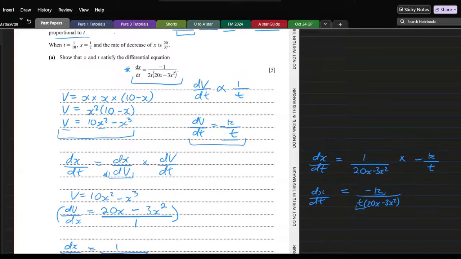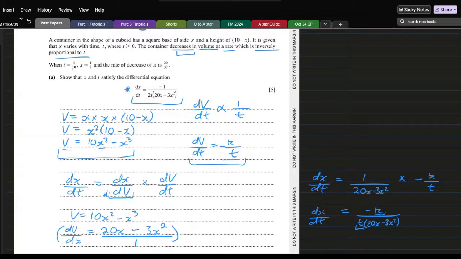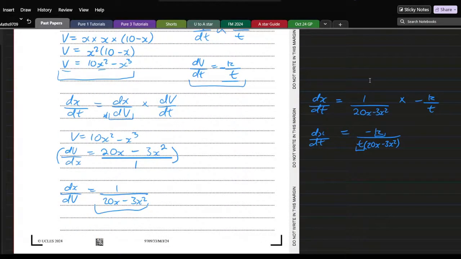And we can use the information that they've given us, which is that t is 1 over 10, x is 1 over 2, and the rate of decrease of x, so rate of change of x, that's dx dt, is equal to, since they say decrease, we know that that's negative, and that's 20 over 37. So we can use that information and substitute it into the equation we have over here and evaluate k.